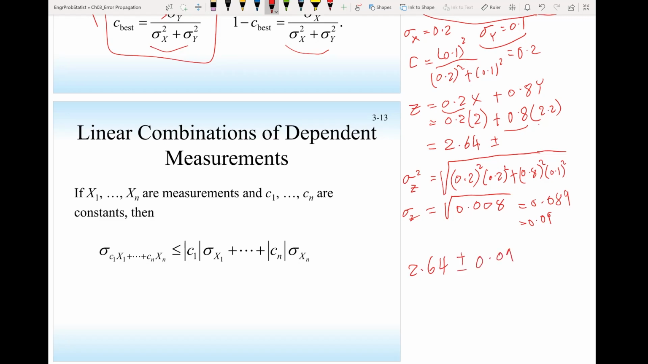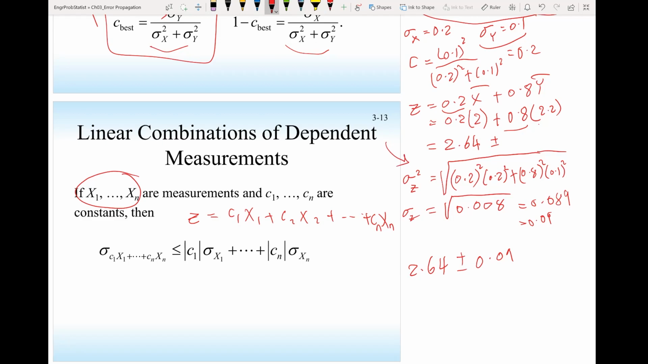So far we were talking about x and y. If I add them up with a linear relationship, they are independent. But what if x1, x2, xn, these measurements are not independent, but it's still a linear relationship? It's still like z equals c1 x1 plus c2 x2, plus cn xn. But now you cannot assume they are independent, so we cannot use a formula like this.